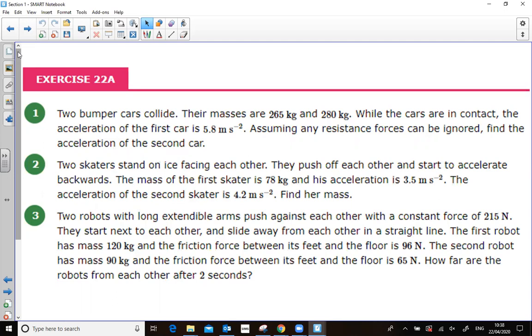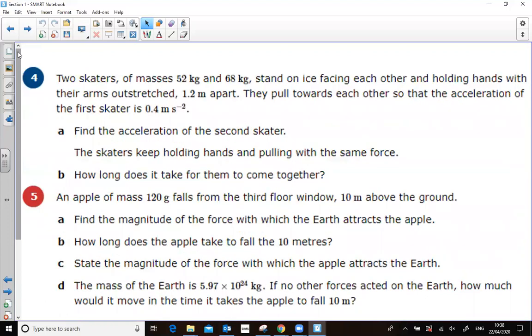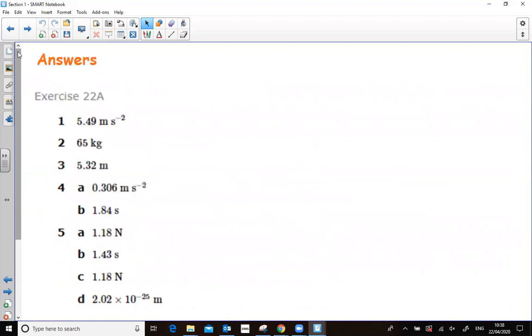Think really carefully. Now, as we said at the very beginning of this video, the forces will be acting on two different objects, not the same object. So be very careful when you draw the diagram. You may draw two diagrams depending on the question. Here are questions 1, 2, and 3. Questions 4 and 5. And here are the answers.